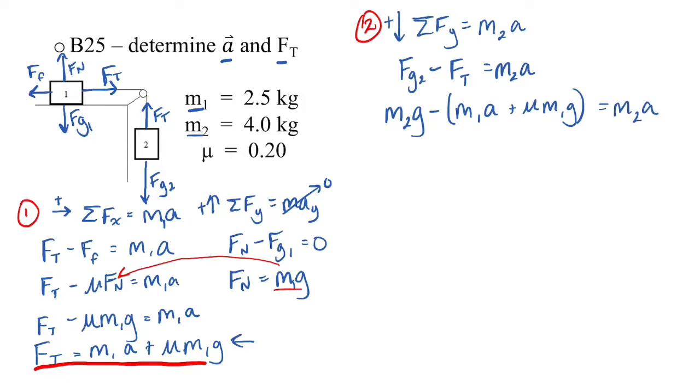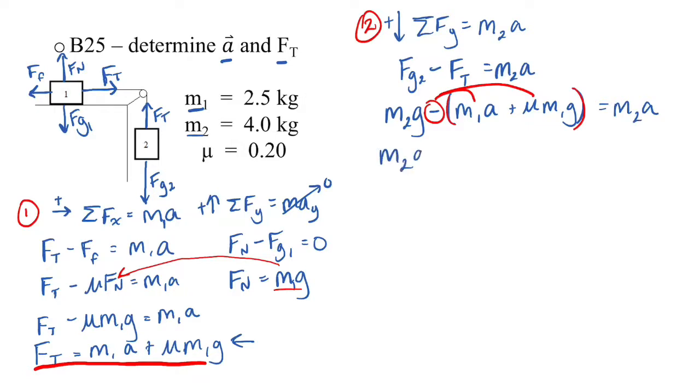So I didn't change anything else. Well, I did. I changed FG2 to mass of 2 times gravitational acceleration. Why did I put that in brackets? Because so many people forget that if I'm subtracting everything in brackets, that subtraction applies to both of these terms. So I'm not just subtracting one of them, I'm subtracting both of them.